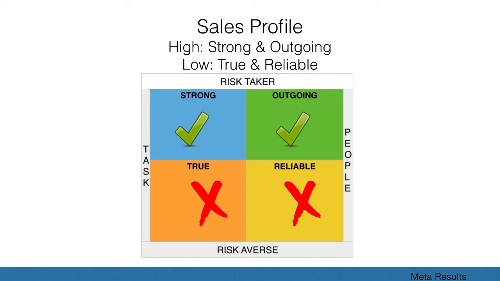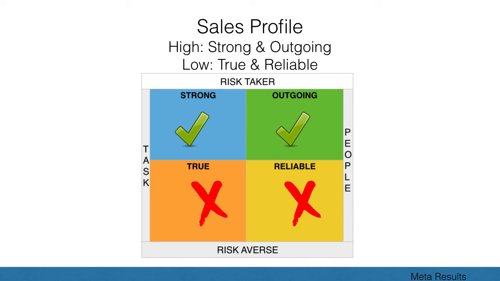So, if your scores on strong and outgoing were relatively higher, or those were your top two, then it's possible that the profile that fits you better is a sales profile. So you're high on strong and outgoing and relatively lower on true and reliable.